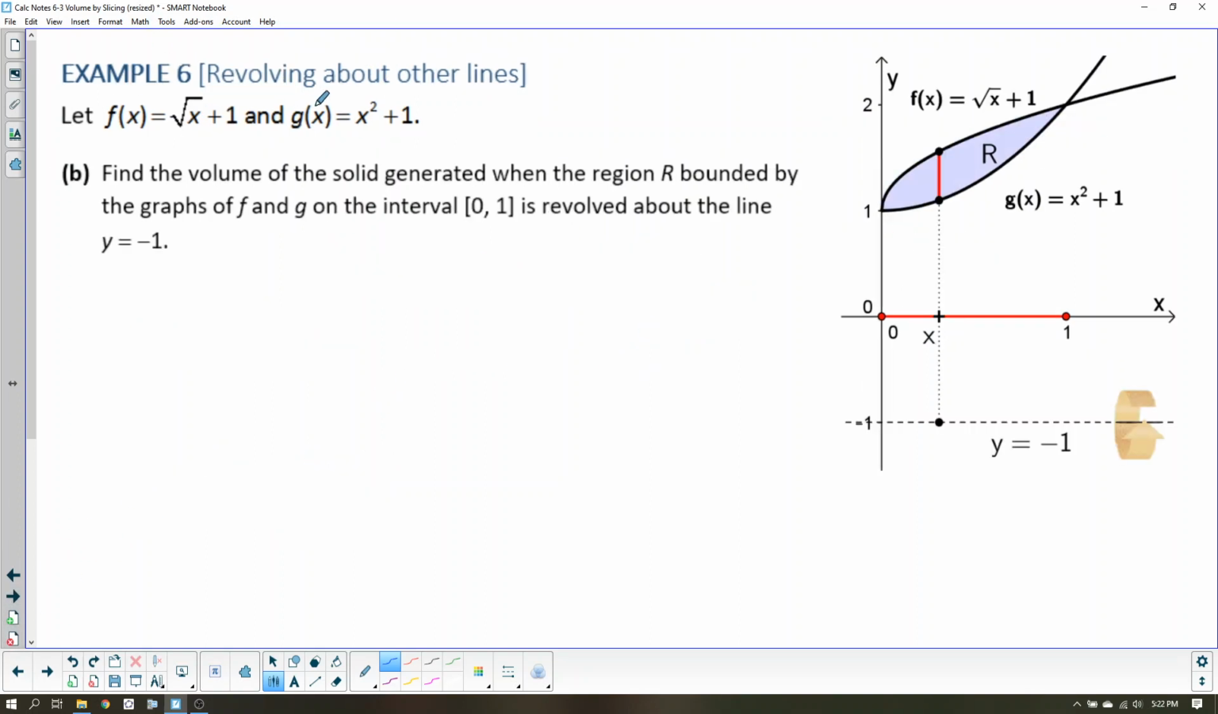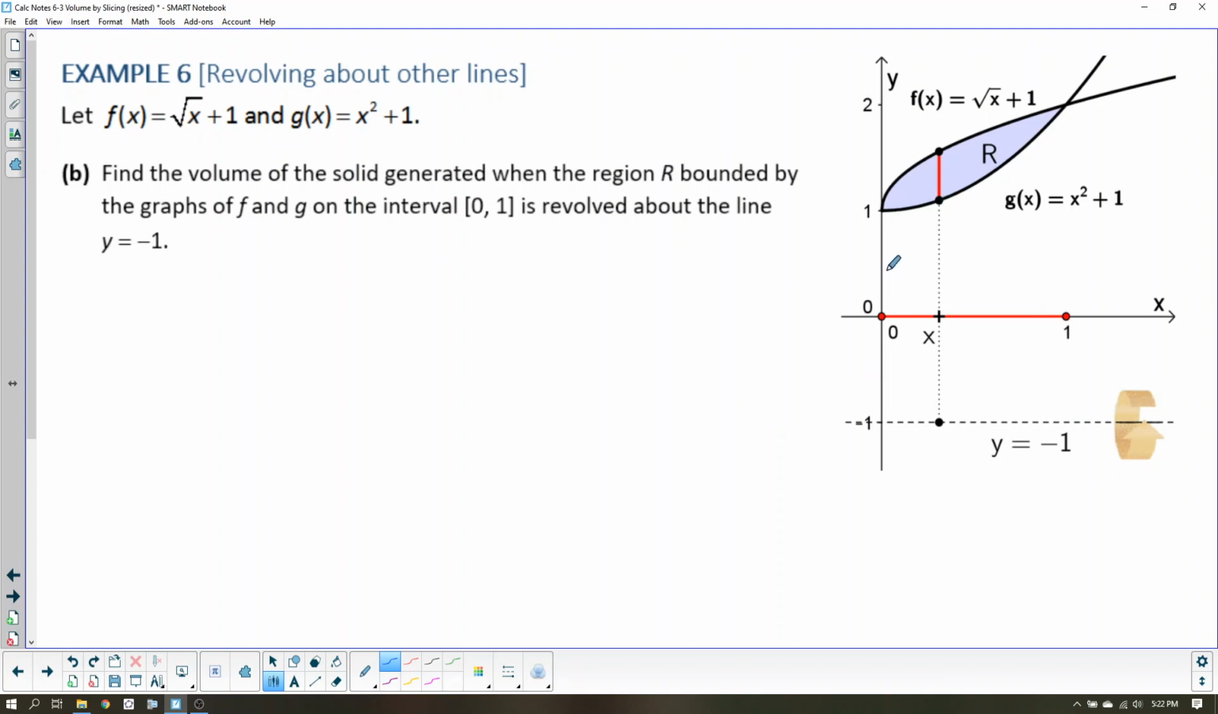Okay, next one we are introducing that g of x. F of x stayed the same, so we still have that graphed here. Square root function just shifted up 1 unit. And then we have the square function shifted up 1 unit. That creates a region R, and we are going to rotate it about y equal -1.